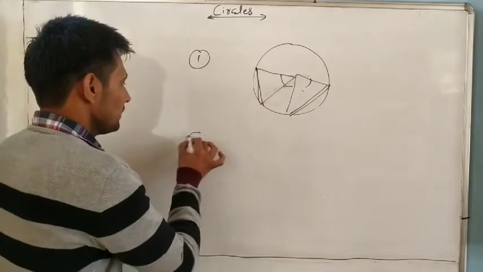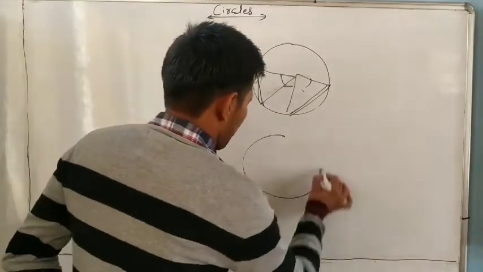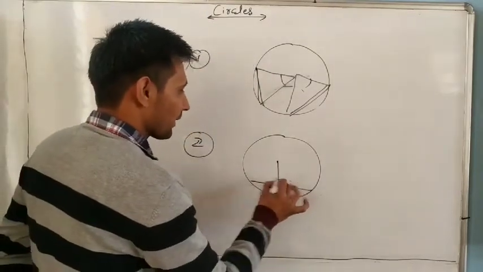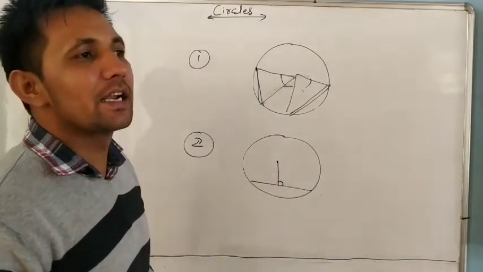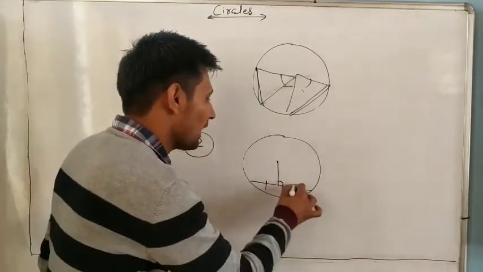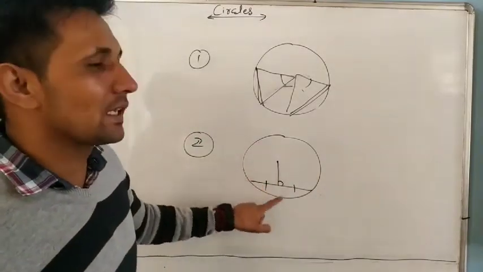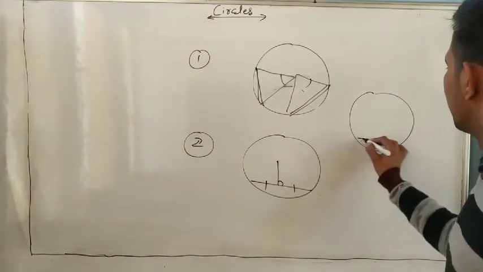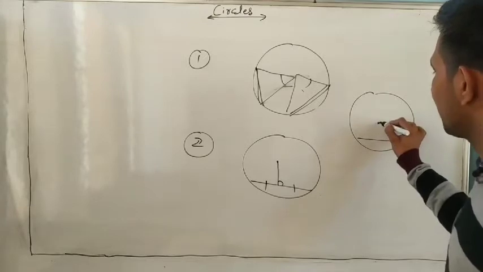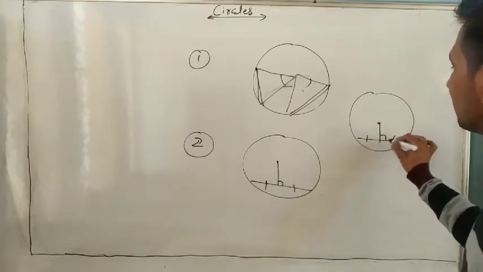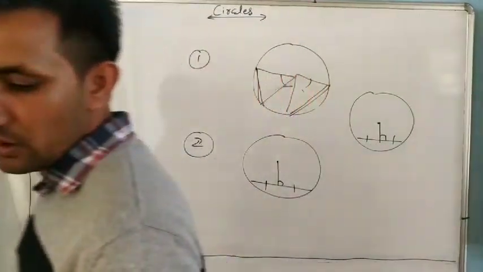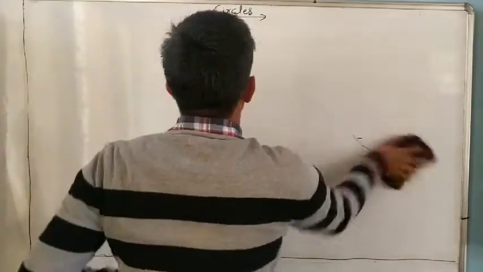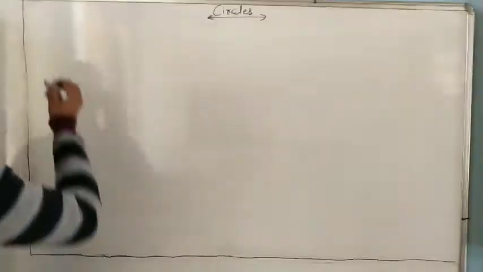Next, the third theorem is: the perpendicular drawn from the center on a chord always bisects the chord. And the opposite of this one: if a line from the center bisects the chord, it is always perpendicular. This one also we already learned. Understand or not?